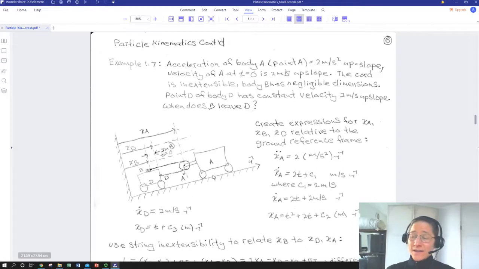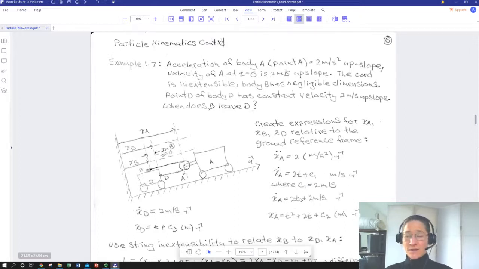Once we know that, then we can look at them relative to each other. So we can just go ahead and start with what we know about A. Well, we're given acceleration. Cool. Let's integrate that with respect to time, and we'll get velocity. So velocity for point A is 2t plus some constant. We'll use our initial condition of 2 meters per second to solve for the constant.